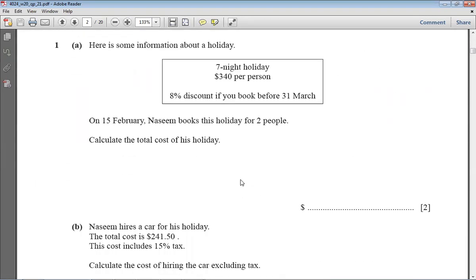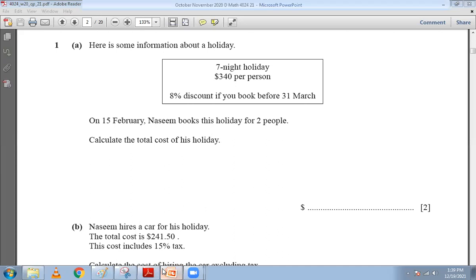Here is some information about a holiday. 7-night holidays, $340 per person. 8% discount if you book before 31st March. On 15th February, Naseem books this holiday for 2 people. Calculate the total cost of his holiday. It's a 2-mark question, question number 1, part A.